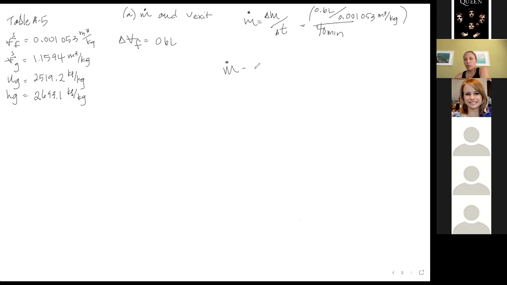All right, so we have our mass flow rate term, which we know is going to be 0.6 liters divided by 0.001053 cubic meter per kilogram per 40 minutes. We want our units to be kilograms per minute, kilograms per second, some sort of mass flow rate term. So we need liters to cancel with cubic meters, and we need to convert either cubic meters to liters or liters to cubic meters. The way we can do that is by multiplying this whole thing by the fact that one cubic meter is 1,000 liters. So now our liters will cancel and our cubic meters will cancel, and we're left with just our kilograms per time.